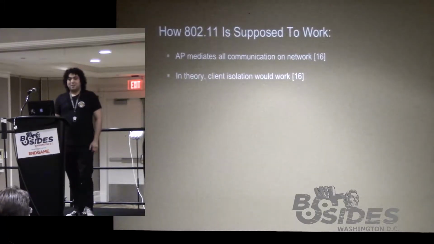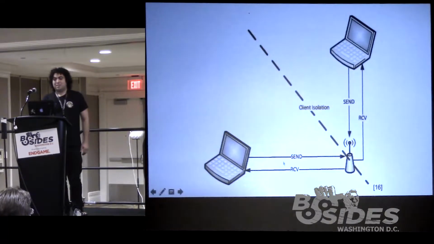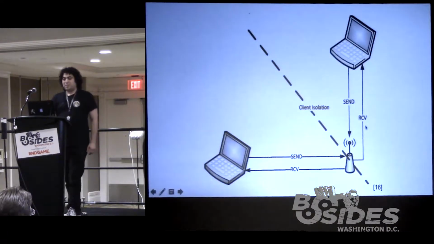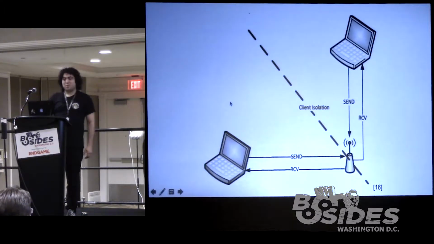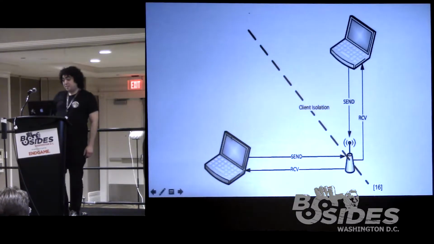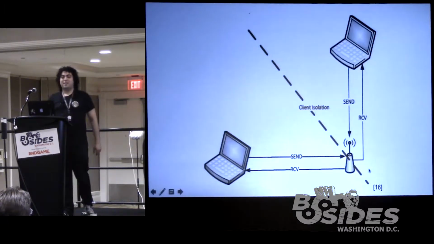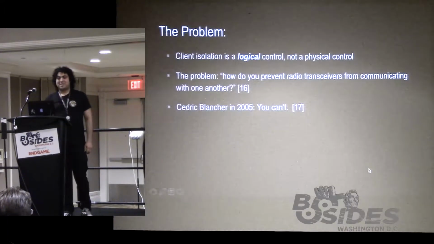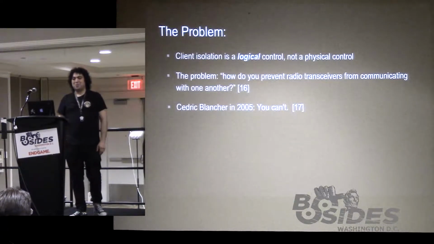The way that 802.11 is supposed to work is that the AP is supposed to mediate all communication on the network. So in theory, if this guy down here, can you guys see my mouse moving around? Cool. In theory, if this guy here is trying to communicate with this guy, the AP can just intercept the packet and drop it and say, no, you can't do that. But the problem with this is that client isolation really is a logical control. It's not a physical control.